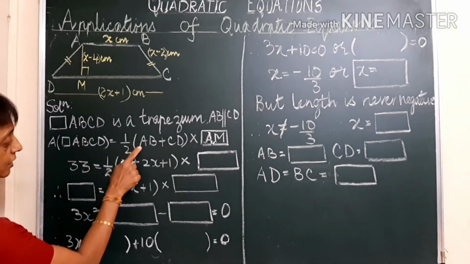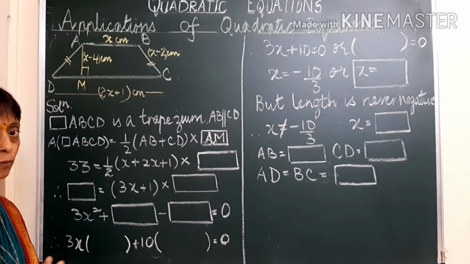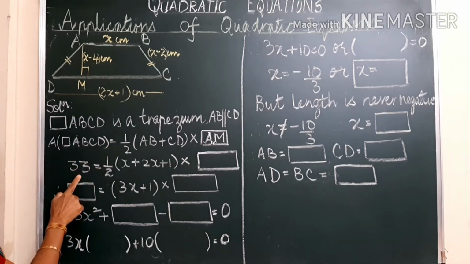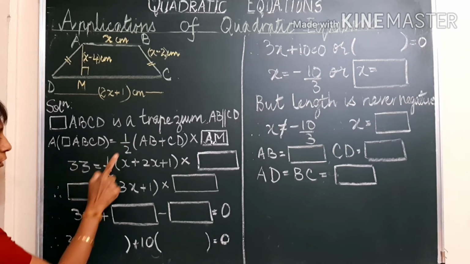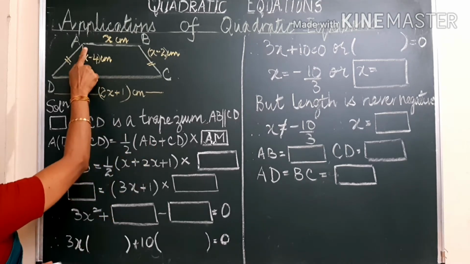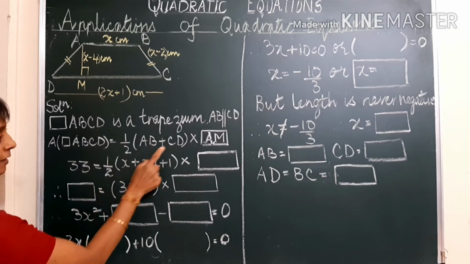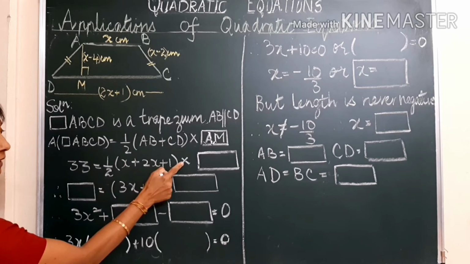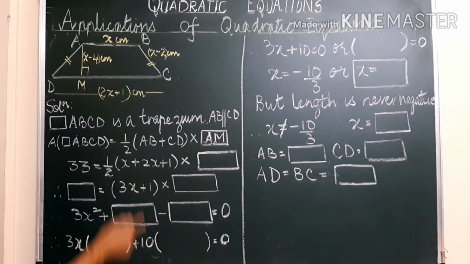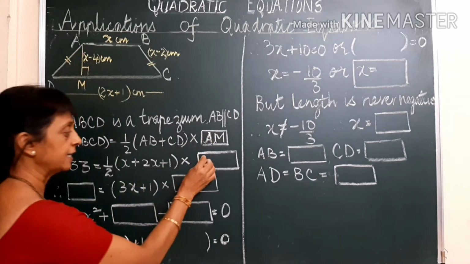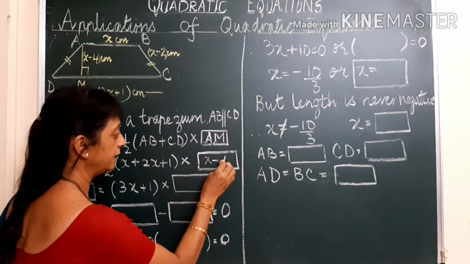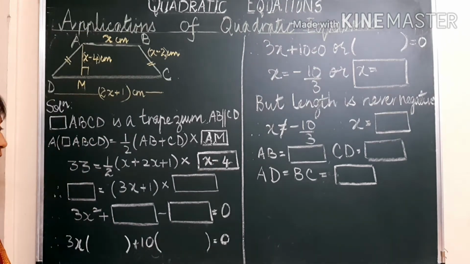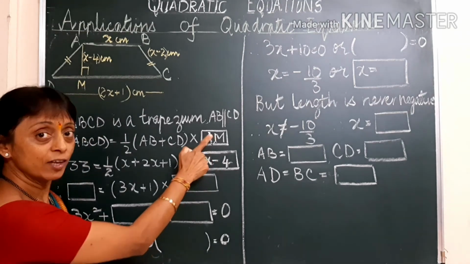Now, if you can see, they have substituted the values. Area of quadrilateral ABCD is given as 33. So, they have filled it up, which is equal to half. AB is x. CD is 2x plus 1. So, AB plus CD into AM. Now, how much is AM given? It is given as x minus 4. So, let's fill up. x minus 4 is substituted in place of AM.